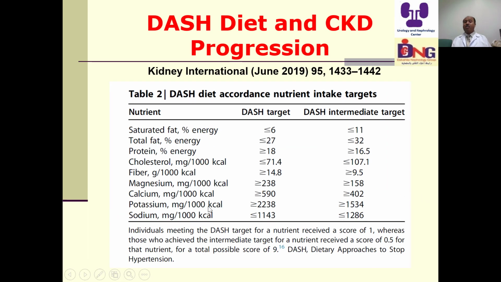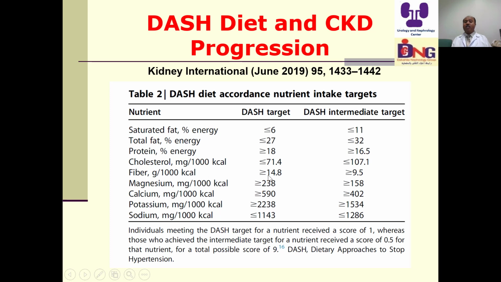DASH diet, and I like this slide, and I would like the general population, not all of you, the general population, to know what is meant by DASH, the dietary approach to stop hypertension. It includes these items. Saturated fat, percent of energy taken from saturated fat, if it is less than 6%, this means we are in the target. If it is less than 11%, this means we are in the intermediate target. Total fat, percent of energy taken from total fat, less than 27%, so fat constitutes less than 27% of total calories, it is within the target. 32%, it is half target.